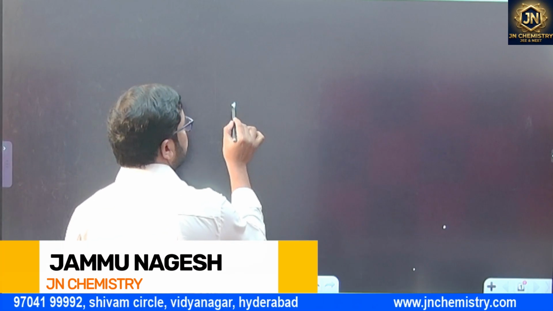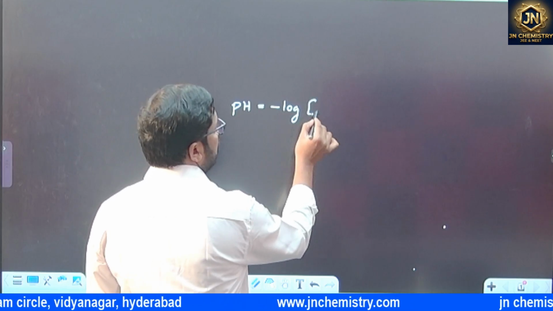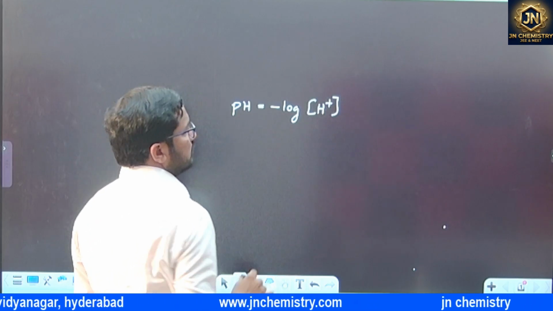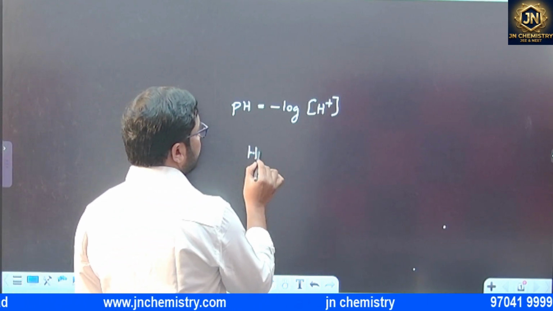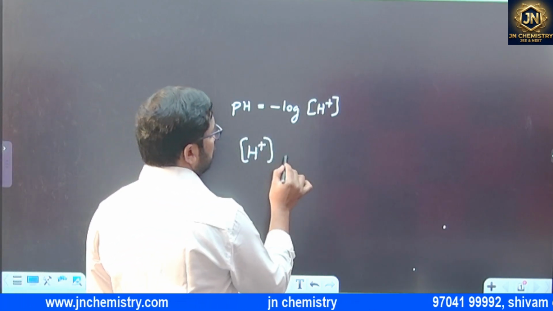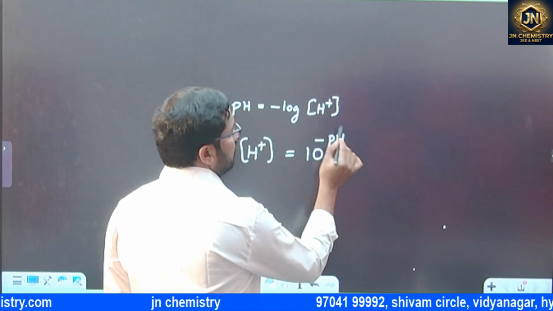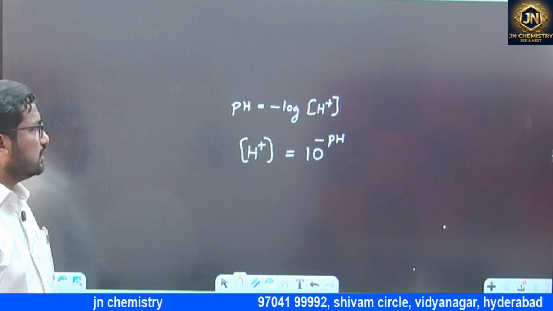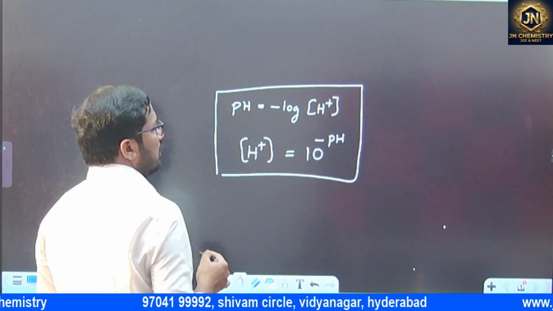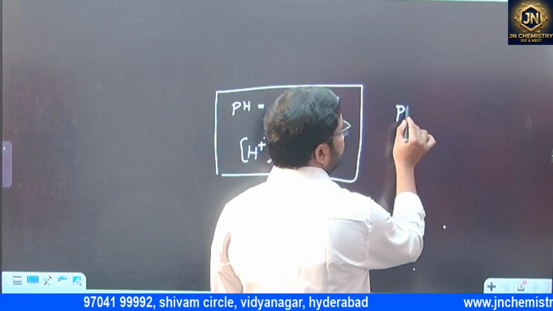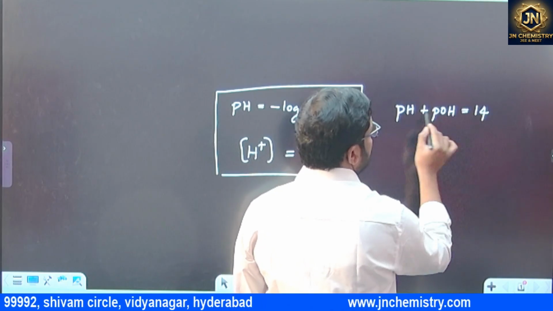Salt hydrolysis, the pH calculations. Normally pH is equal to minus log of the H plus ion concentration, yes or no? Otherwise, we can write H plus ion concentration is equal to 10 to the power of minus pH. So these two formulas are very important. And at 25 degree centigrade, pH plus pOH is equal to 14.